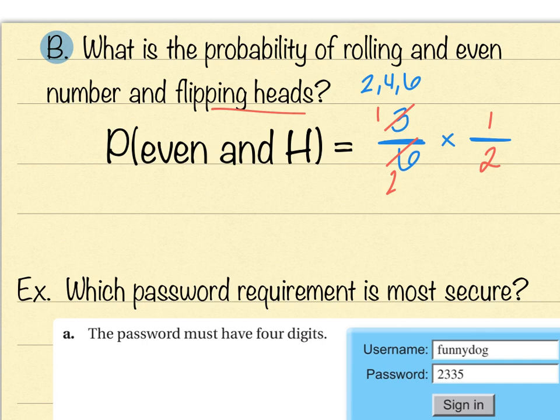And so 1/2 times 1/2 gives me 1/4. And so I'm just multiplying those fractions together.